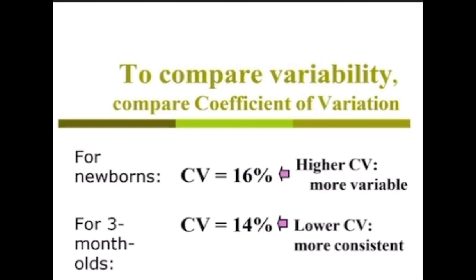Okay, now the newborn 16%, the 3-month-old 14%. The lower the CV, the more consistency. The higher the CV, the more variable. Does that make sense? Okay, that's exactly what we mean.